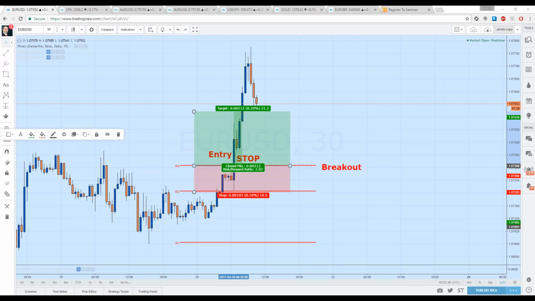One easy way is to wait for a closing candle on your chart.